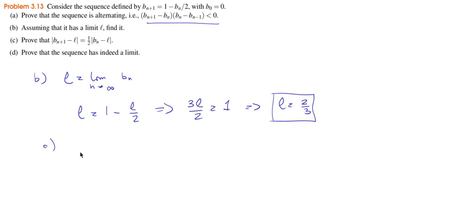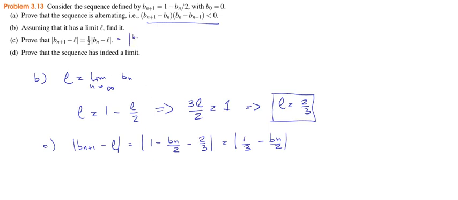So now C, prove that the absolute value of b sub n plus 1 minus L is 1/2 of the absolute value of b sub n minus L. Well, b sub n plus 1 is again 1 minus b sub n over 2, and then L is 2/3. Okay? 1 minus 2/3 is 1/3. And this is minus b sub n over 2. Now they want us to express this. We could write this like this: 1/3 minus b sub n over 2.